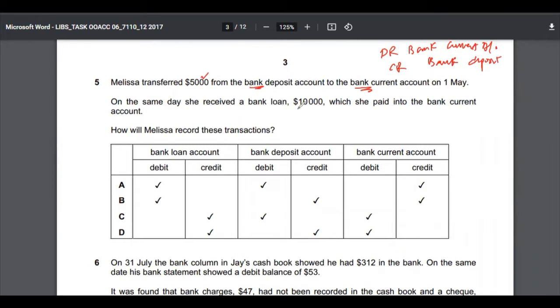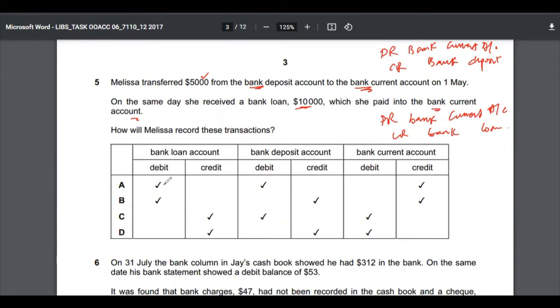On the same day, she received a bank loan of $10,000, which she paid into the bank current account. So again, debit bank current account, and then credit bank loan, because that's a liability. So all you need to do is find this transaction in your options.